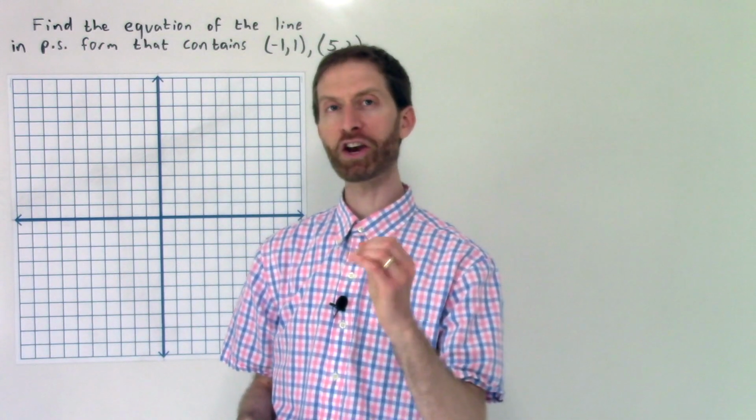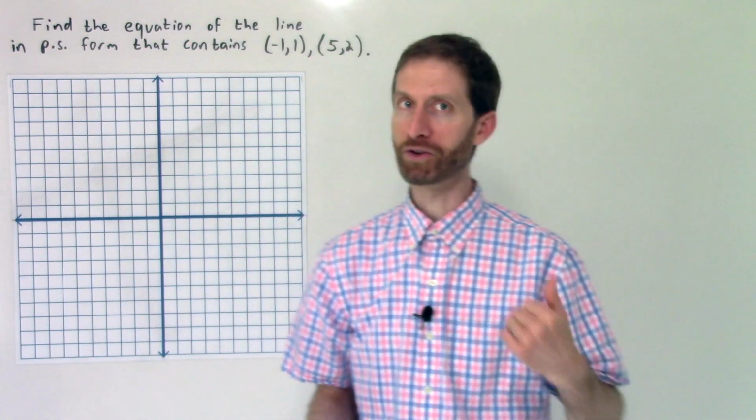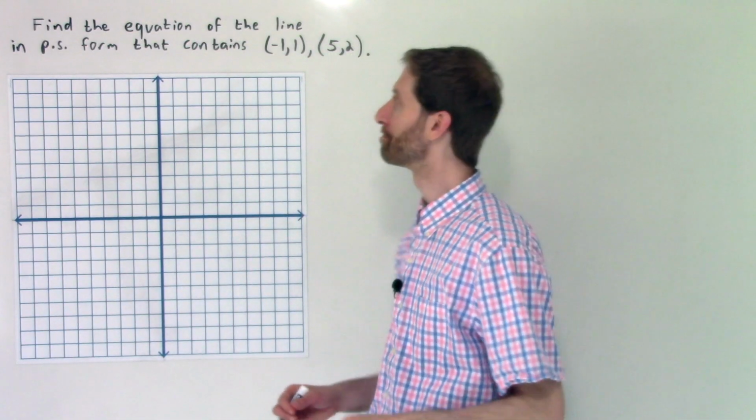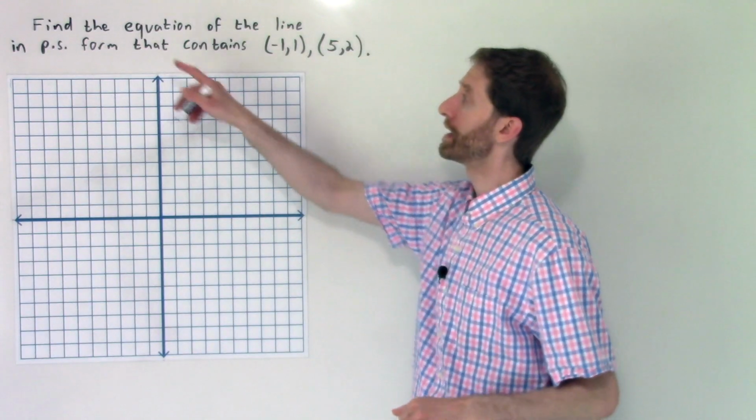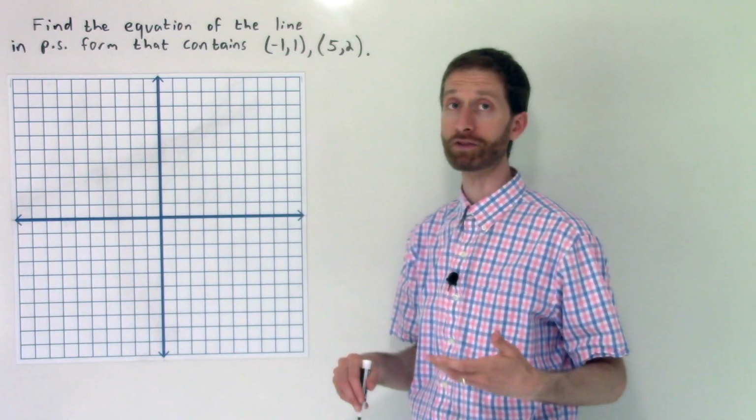We'll do that on the second bit of this problem. And if you haven't got enough with this one, I'm going to show you one more example on the other side of the video. So it's going to be a nice packed video. Let's do it. So find the equation of the line in point-slope form that contains (-1, 1) and (5, 2).